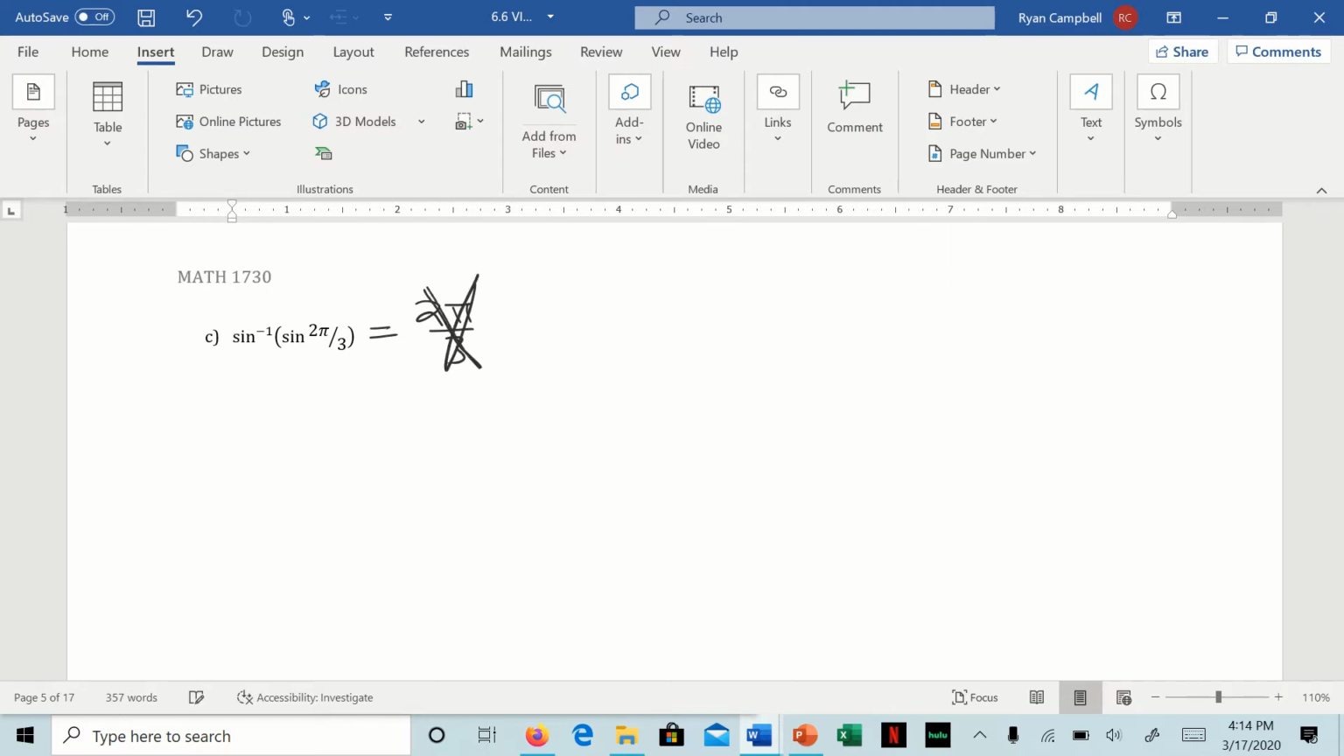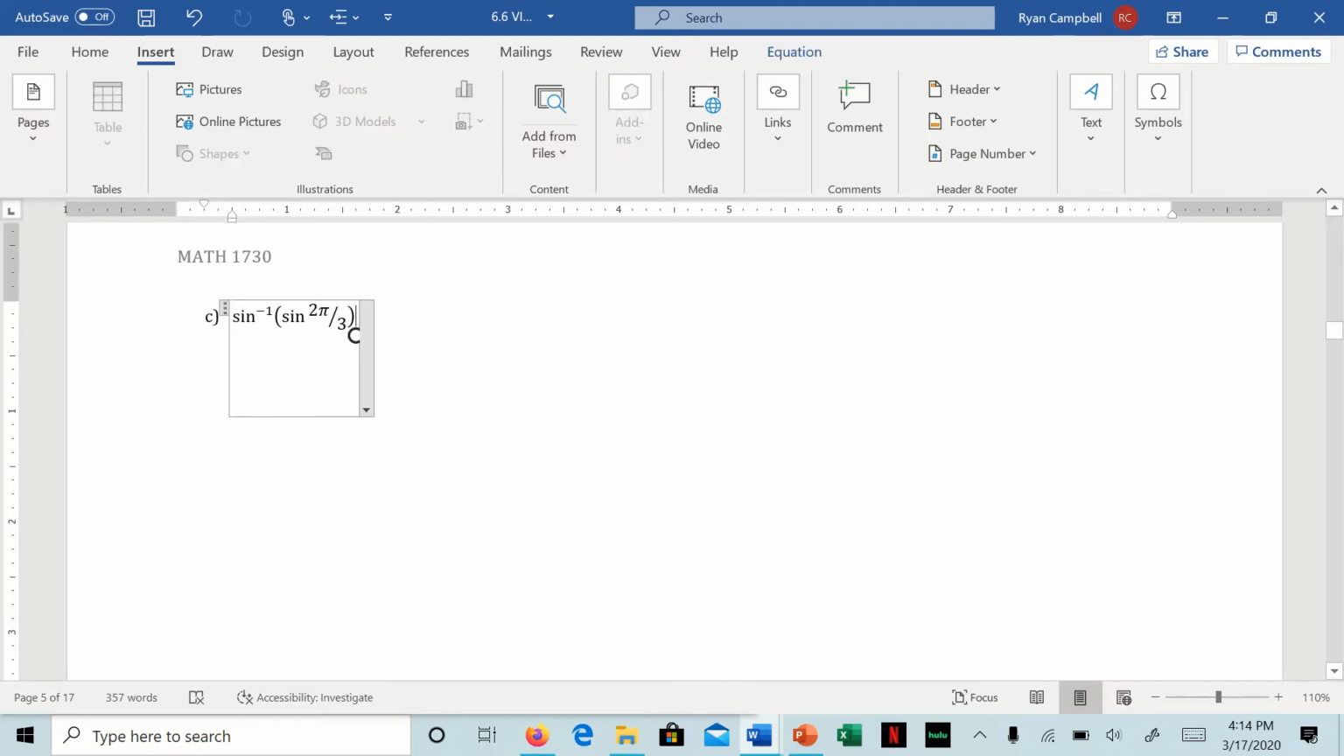No, it is not. So why is it not going to be that? Because, remember, we said that only works if it's between negative pi over 2 and positive pi over 2, which this is not, right? So we have to do what we already previously did for part A, which is why I wanted us to take a look at it anyway.